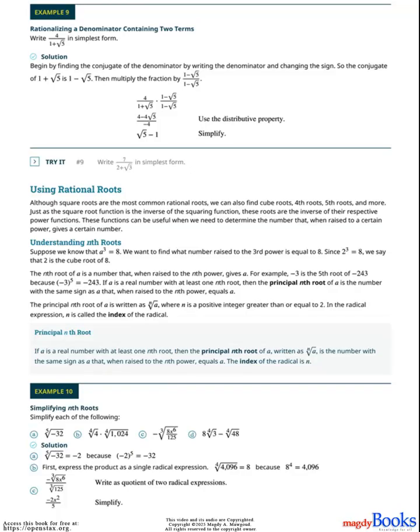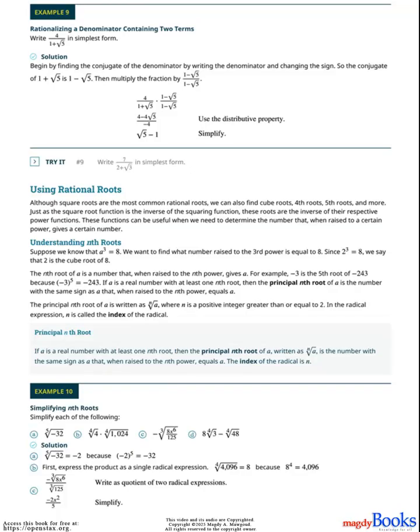1.3.6. Using rational roots. Although square roots are the most common rational roots, we can also find cube roots, fourth roots, fifth roots, and more. Just as the square root function is the inverse of the squaring function, these roots are the inverse of their respective power functions. These functions can be useful when we need to determine the number that, when raised to a certain power, gives a certain number.